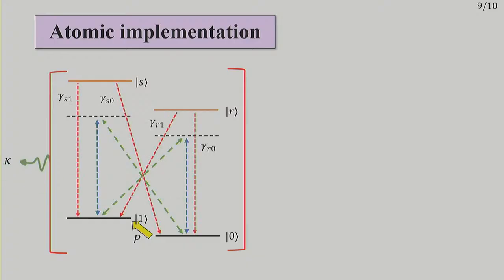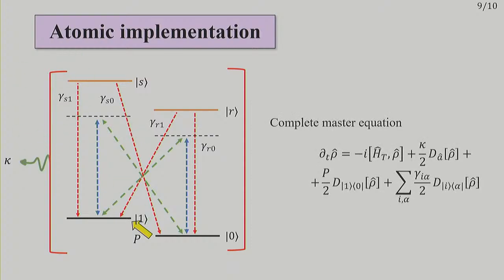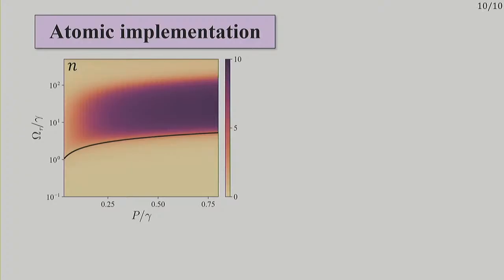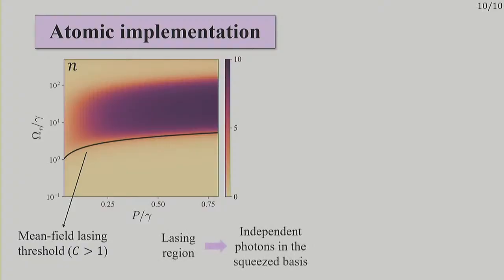I will also add, for completeness, all the dissipative processes that take place inside the atom. And I will just solve the master equation, and this is what I got for the photonic population. Okay, so just above this black line, which marks the mean field lasing threshold, so above this line I would expect having lasing in my effective model. I get an enhanced photonic population in the parameter space.